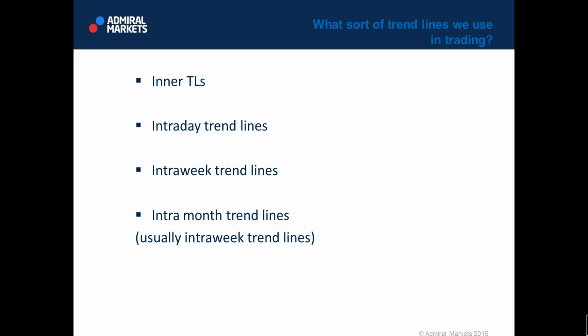So inner trend lines, intraday trend lines, intra-week trend lines, and of course intra-month trend lines, which are mostly intra-week trend lines, which have a bigger time span. Let's say an intra-week trend line is a trend line which is usually 7 to 14 days long, and an intra-month trend line is everything which is 14 plus days. So you usually connect 1 or 2 months with it, or if you trade higher time frames, even more.